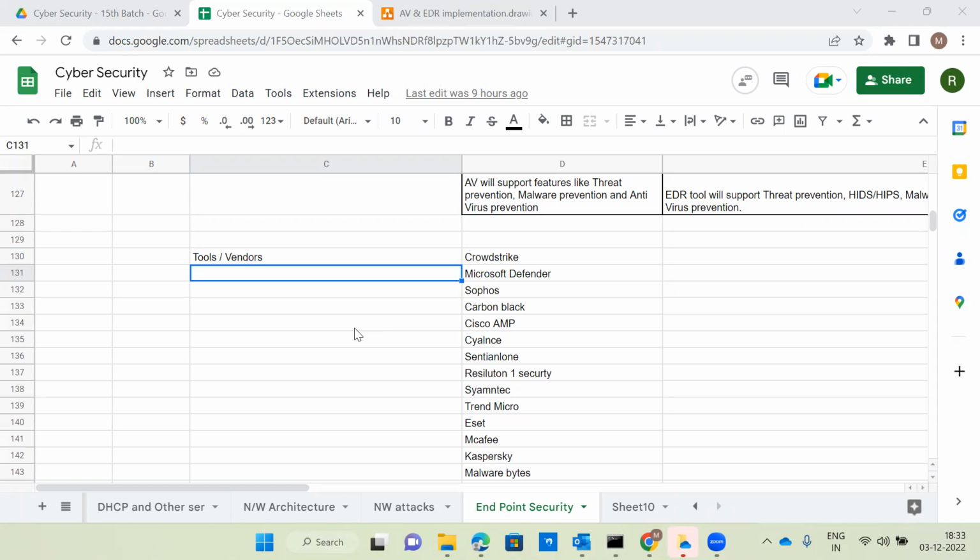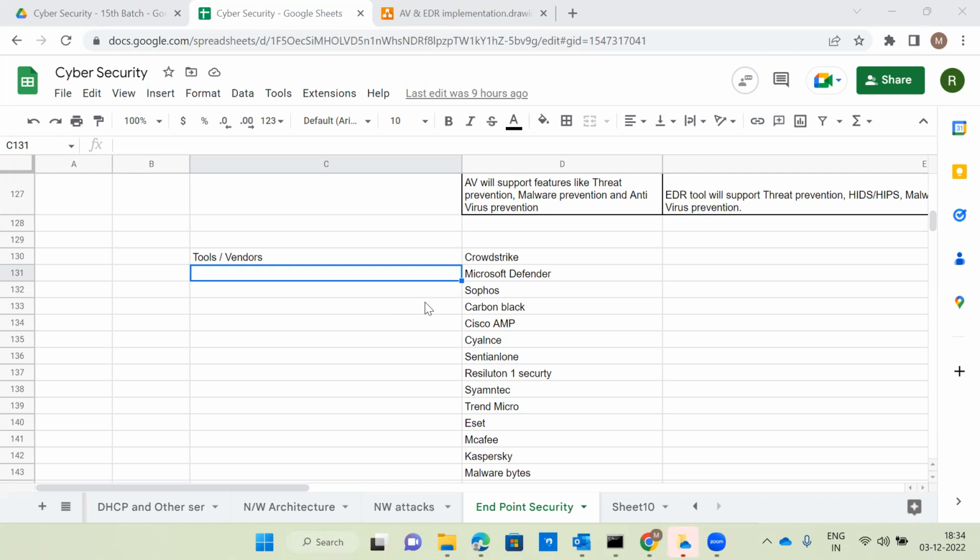Also, we have seen the difference between antivirus and EDR. It's one of the interview questions as well. So now the antivirus and EDR topic is completed. The practical tool is pending. We can discuss that once the remaining 4 topics are completed.